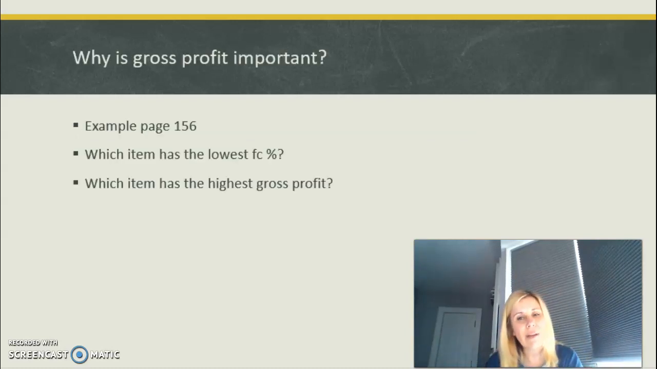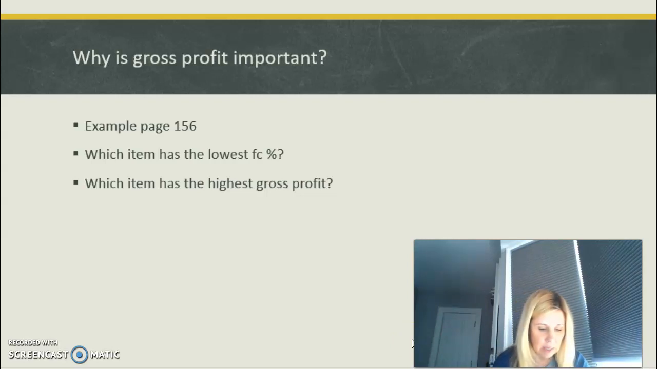Now, why is gross profit so important? I thought you just said, Chef, that food cost was so important, and I only have to be concerned that it's around 20% for baking items and 30% overall for food. Well, let me show you an example. Look at page 155 and 156. I want you to look at 155 first and look at those three items, the pork chop, the steak, and the pasta. Which one had the lowest food cost percentage? Well, the lowest food cost percentage was pasta, right?